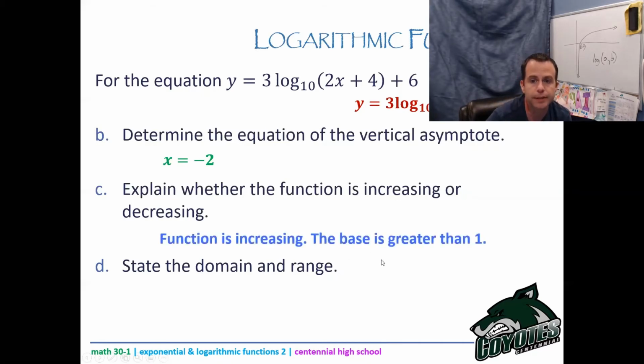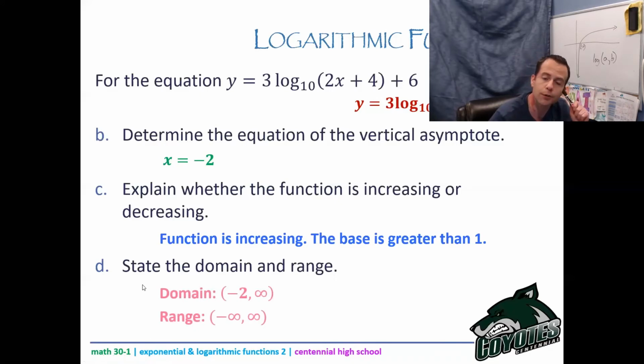If I was to state the domain and range, well, think about it. I've taken this graph here and I've moved it back 2. So my domain is going to be greater than -2. I've moved it up 6, but my original range was real, so it's still going to be real. That doesn't matter. Okay, so I have a domain that goes from -2 to infinity, and a range that goes from -infinity to infinity.